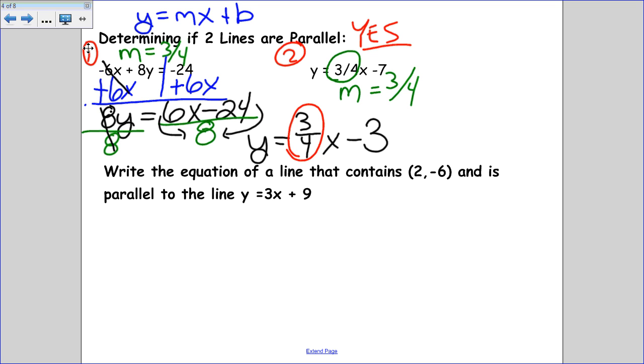So let's look at writing the equation of a line that contains a point. So we're given the point 2, comma, negative 6. And remember, this can be thought of as an x, comma, y.